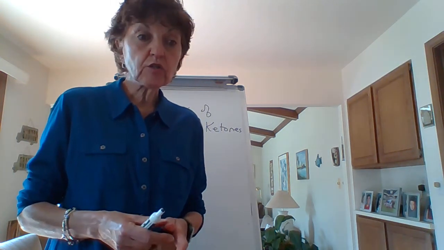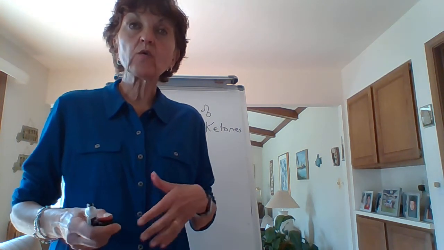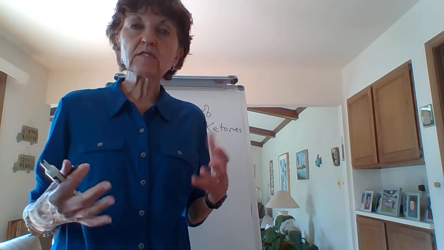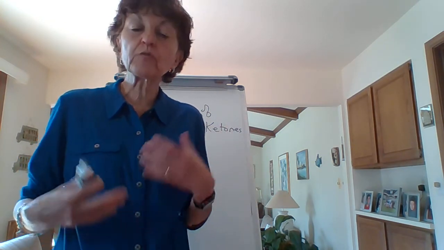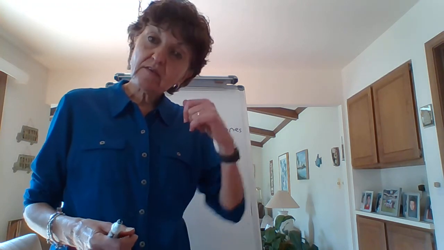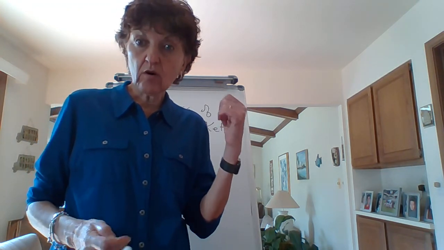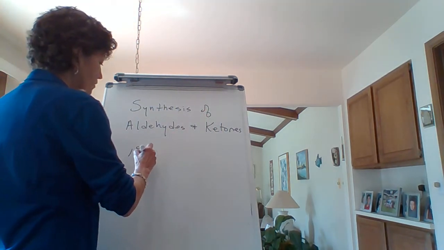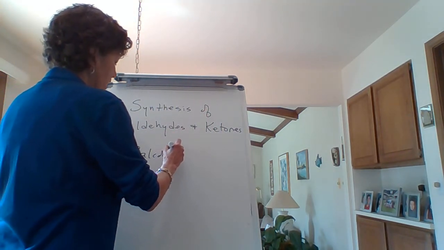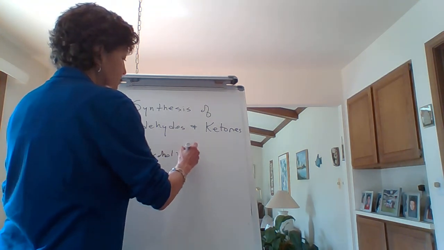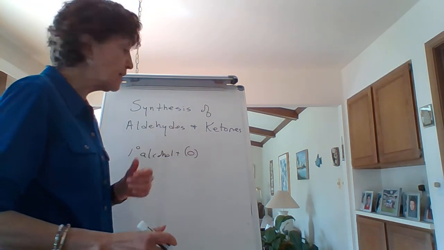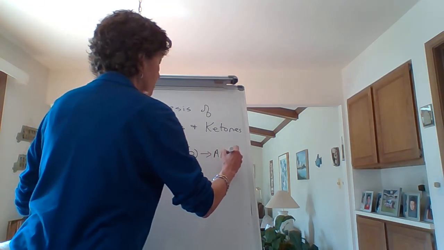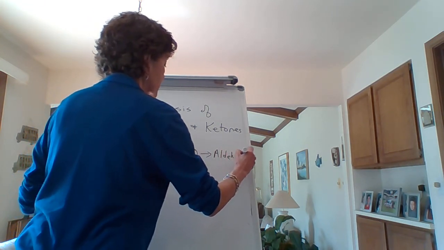So now we're going to talk about how you can synthesize an aldehyde or a ketone. Synthesis means how do you make it? How do you prepare it? This ties into the alcohol chapter. Remember, if you start off with a primary alcohol and you throw in an oxidizing agent, could be any oxidizing agent, you will end up turning that primary alcohol into an aldehyde.